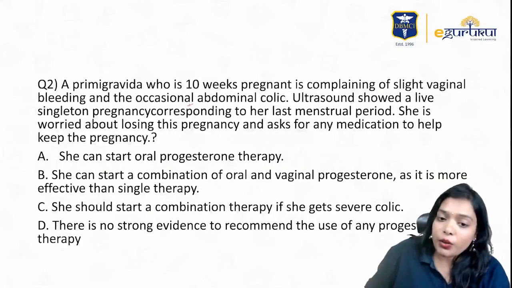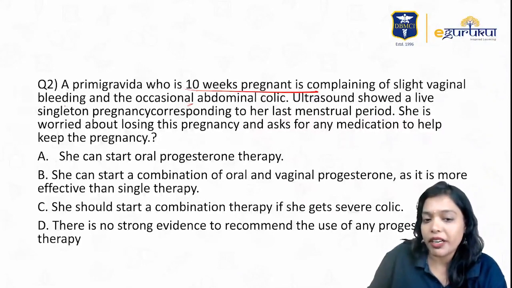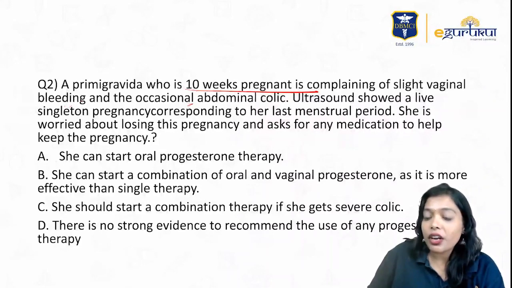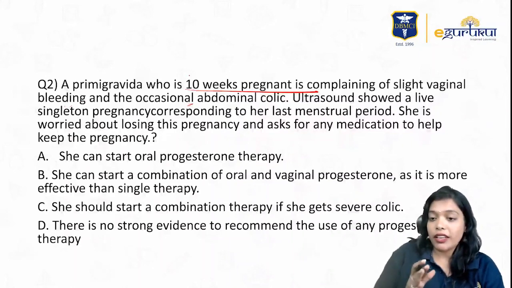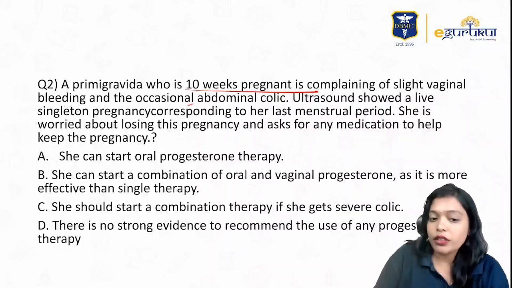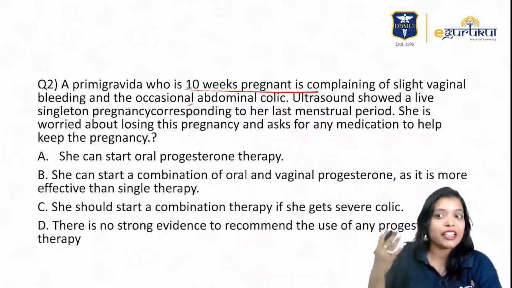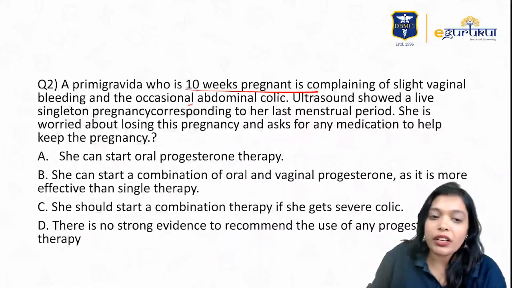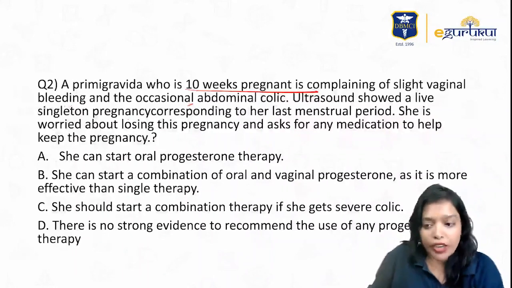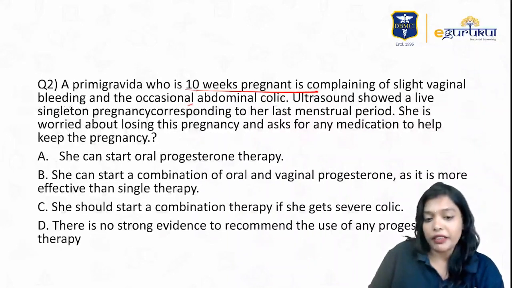A primigravida who is 10 weeks pregnant is complaining of slight vaginal bleeding and occasional abdominal colic. So there is slight bleeding as well as slight pain. What are the differential diagnoses running in your brain? Ultrasound shows a live singleton pregnancy corresponding to her LMP. Very good. She is worried about losing this pregnancy and asks for any medication to help keep the pregnancy.